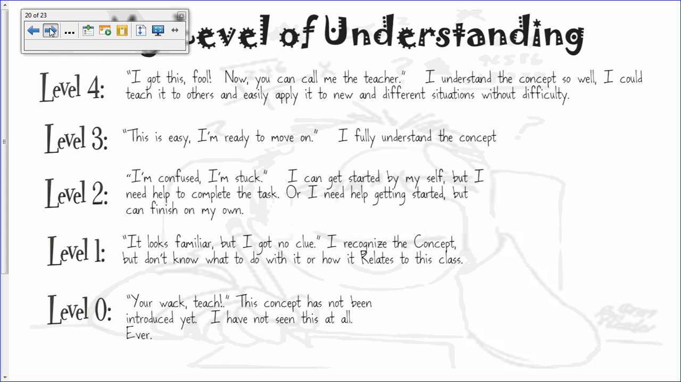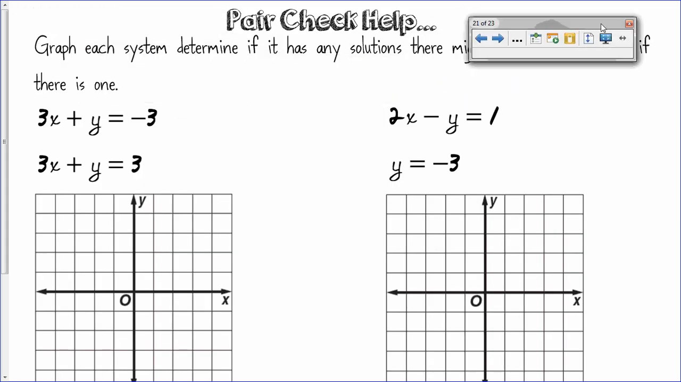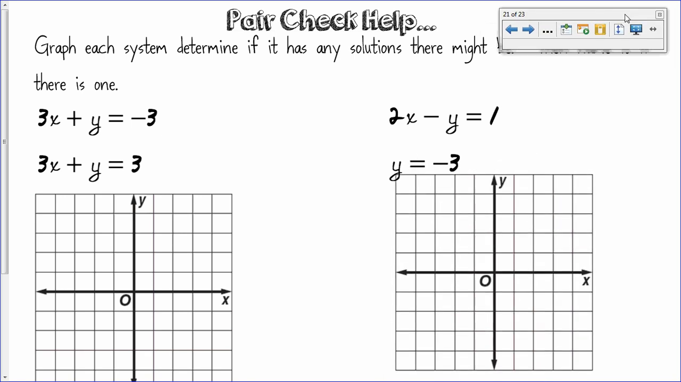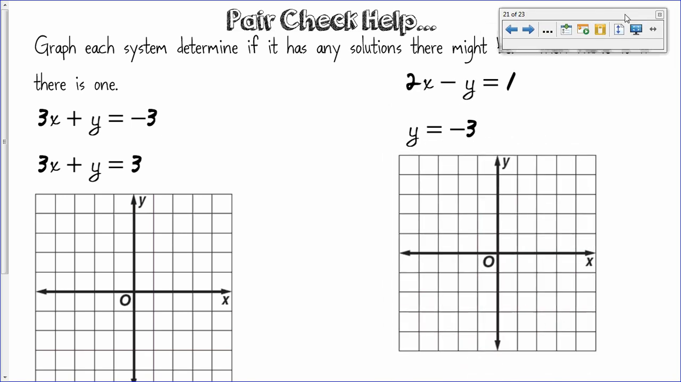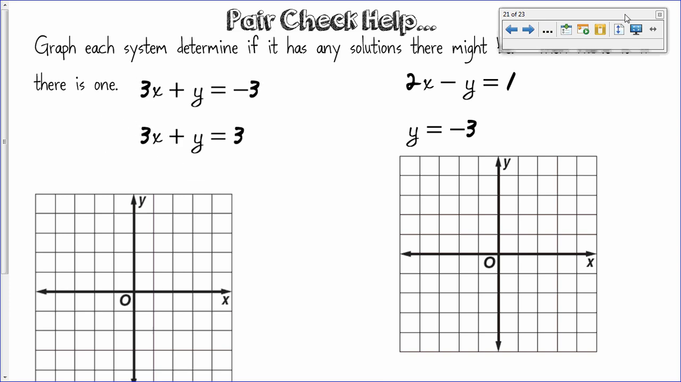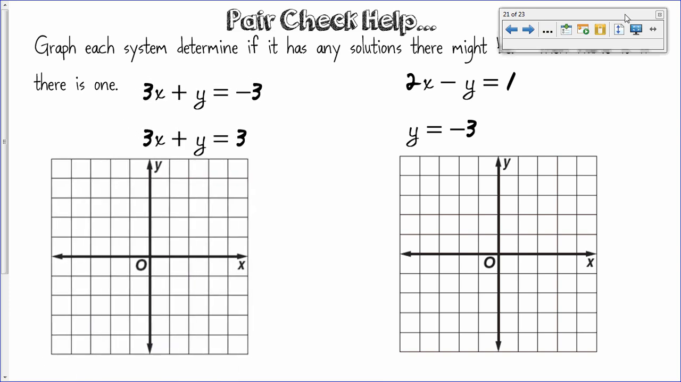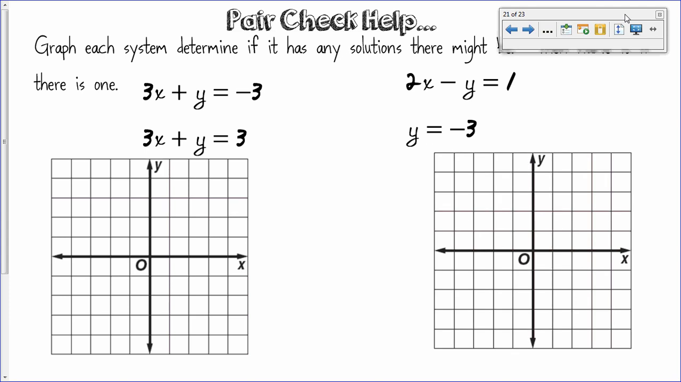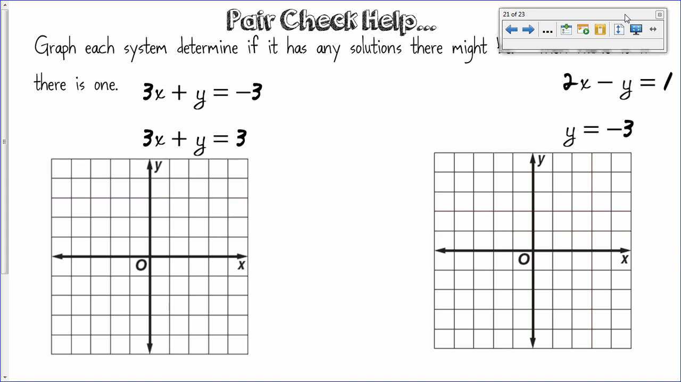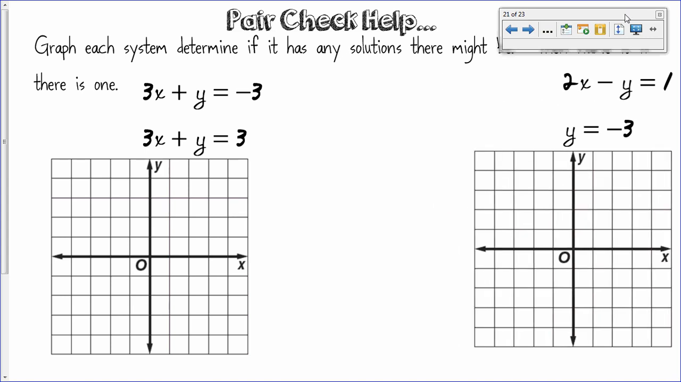Okay, go back and do your mastery. Okay, determine how many solutions there might be. First thing we gotta do is what? Change up these equations. That's gonna be y equals -3x minus 3. And then the second one is what? Y equals minus 3x plus 3.